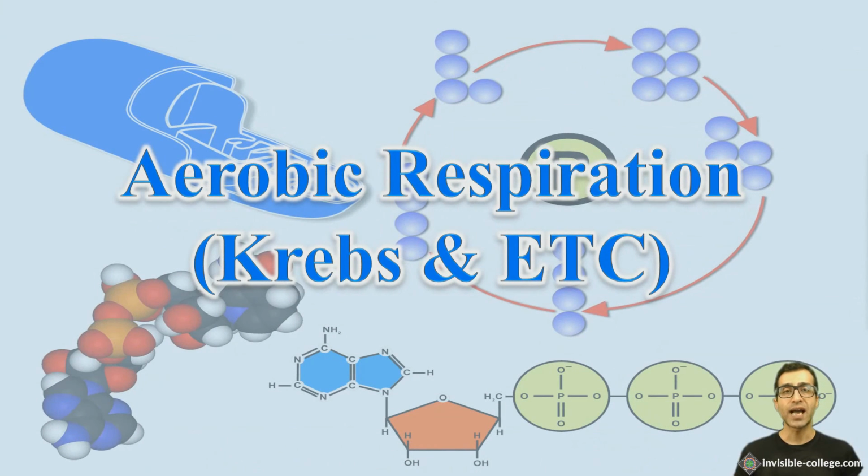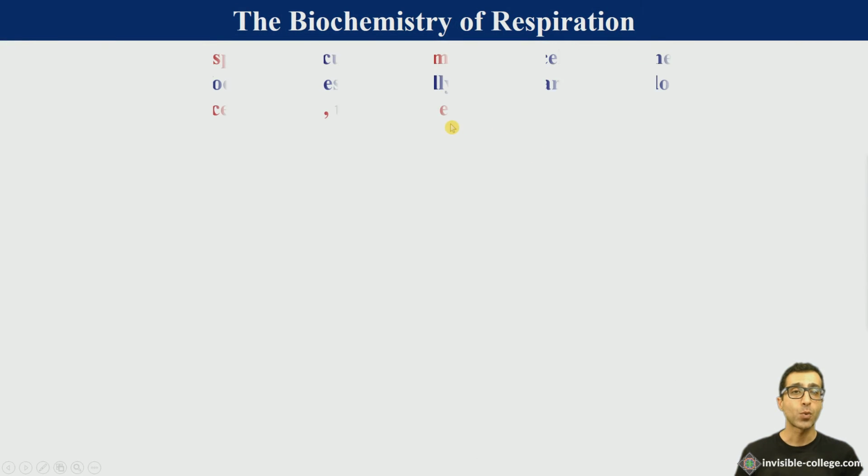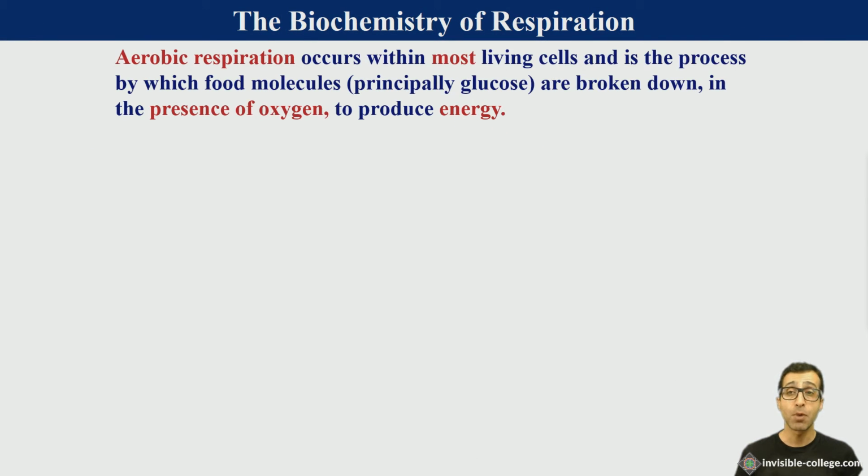So let's have a look at the aerobic phases of respiration, which involve both the Krebs cycle or citric acid cycle and the electron transport chain. Aerobic respiration occurs within most living cells, and it's the process by which food molecules, principally glucose, are broken down in the presence of oxygen to generate useful energy for the cell.